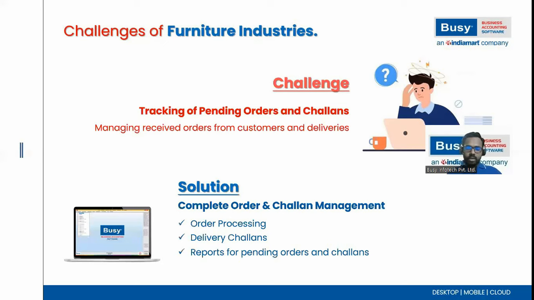Now he will be happy with our solution called order processing management and delivery challan management. There are various types of reports related to challans as well as pending challans, item wise, party wise. These types of reports helped him a lot, so he was very happy. So let me show you which kind of reports they are using.